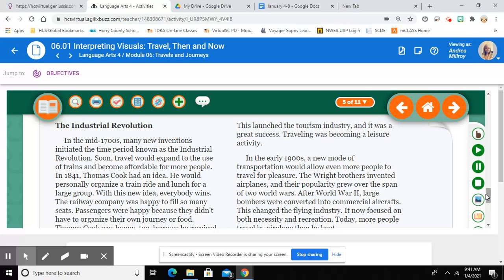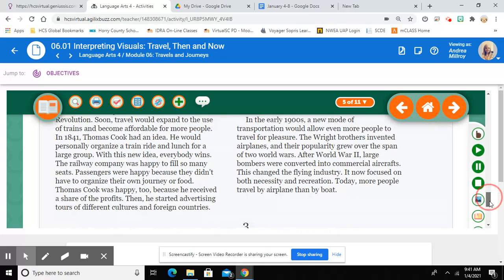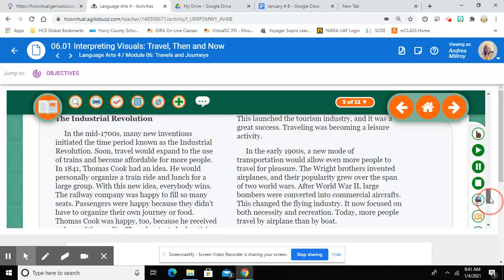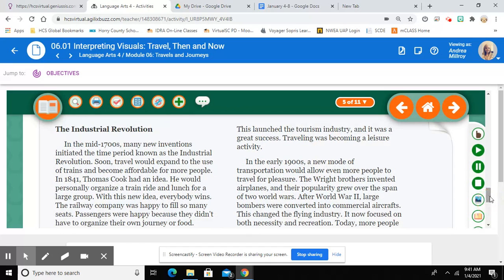The railway company was happy to fill so many seats. Passengers were happy because they didn't have to organize their own journey or food. Thomas Cook was happy too because he received a share of the profits. Then he started advertising tours of different cultures and foreign countries. This launched the tourism industry, and it was a great success. Traveling became a leisure activity.